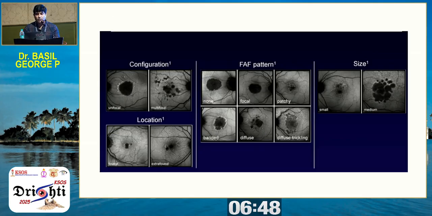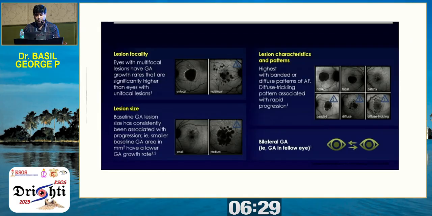And also it is important not to just look at the area of the atrophy, but also to look at the area of the hyperautofluorescence. We should also look at the configuration, like whether it is a single patch or whether there are multiple patches, and also whether it is involving the fovea or the extrafoveal area, and even the size matters, because all these will determine the progression of the disease.